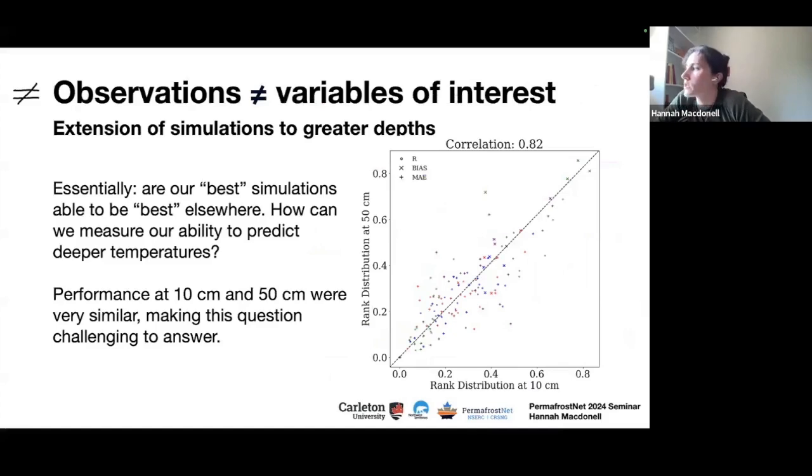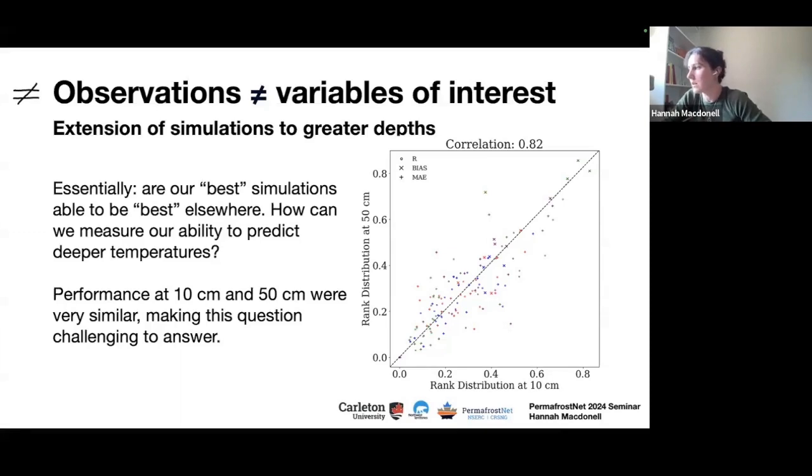So the last portion of my project looked into how our model ranking framework extended to other variables. We have this issue where the variables that we have lots of observations for, such as ground surface temperatures, are not necessarily what we're interested in when it comes to future permafrost change, things like thickening of the active layer or ground ice content or changes in these. So using the ranking software, I measured the extent to which model performance at the surface, so evaluating the ground surface temperature simulation outputs, differed from performance at deeper depths, in this case, 50 centimeter depth.